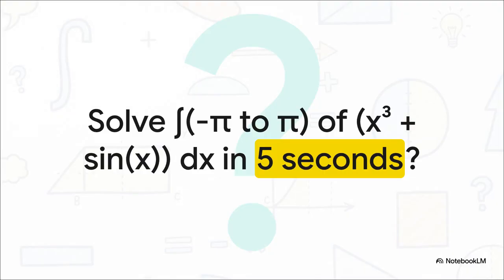Okay, take a look at this thing, the integral of x cubed plus sine of x from negative pi to pi. I'm going to give you 5 seconds to solve it. Ready? Go. Time's up. Now, if your brain immediately started trying to remember antiderivatives and plugging in pi, you were working way too hard. The answer is 0, and you can figure that out almost instantly.